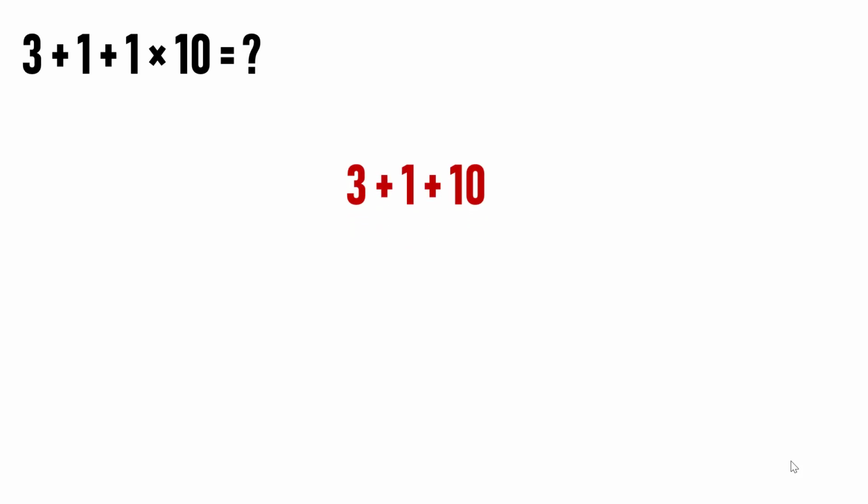In this problem, 3 + 1 + 1 × 10, there are two signs, addition and multiplication, and between these two, as explained, multiplication comes first. So addition will be followed by multiplication. Using the PEMDAS rule, the solution is 3 + 1 + 1 × 10. First multiply 1 and 10. This results in 3 + 1 + 10. Then perform addition and this results in 14.